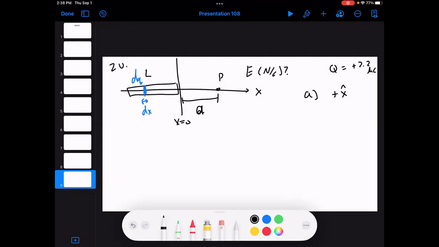Okay. Then what we want to do is write the electric field for just that one small little chunk. And if you're going to write an electric field just in general, I say, hey guys, what's the equation for electric field? What would you tell me?